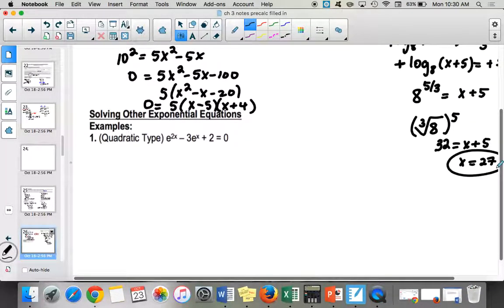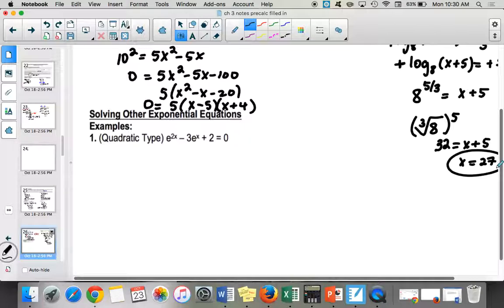All right, this is another pre-calc type question. Because we have e to the 2x minus 3e to the x plus 2. And this says it's an equation of quadratic type. We did equations of quadratic type in Algebra 2. It was called W substitution. Do you guys remember W substitution?